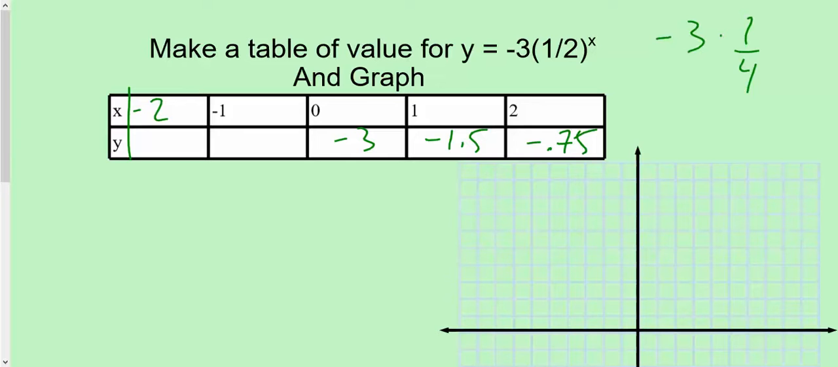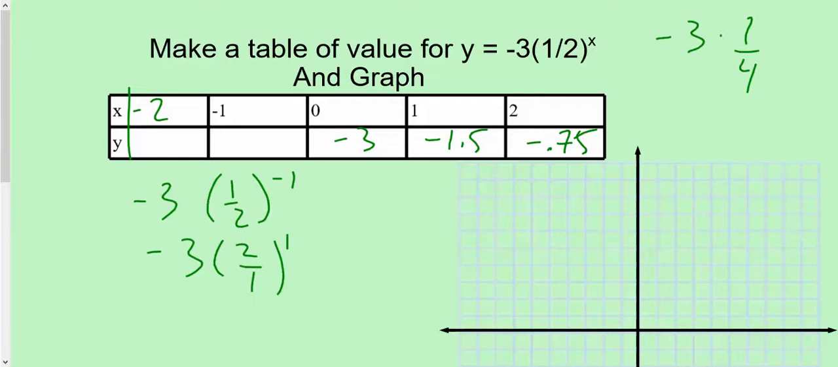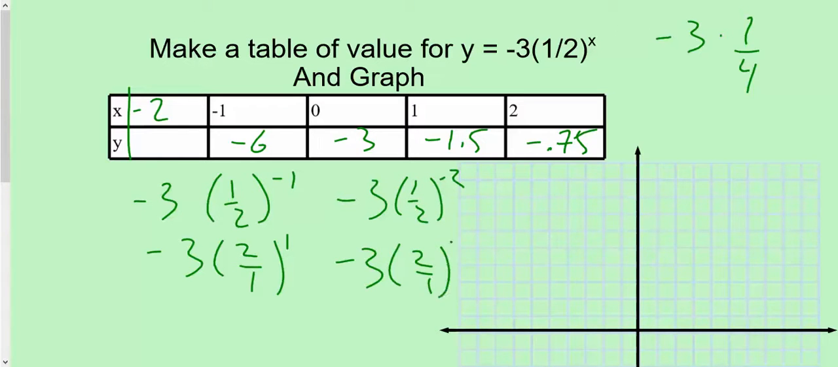And then let's go to the negatives now. -3 times 1/2 to the -1, that'd be -3 times 2/1 to the positive 1, and that gives me -6. And then let's do one more number. Let's do to the -2nd. So that's -3, 2/1, flip that fraction to the +2. This would be -3 times 4, which is -12.